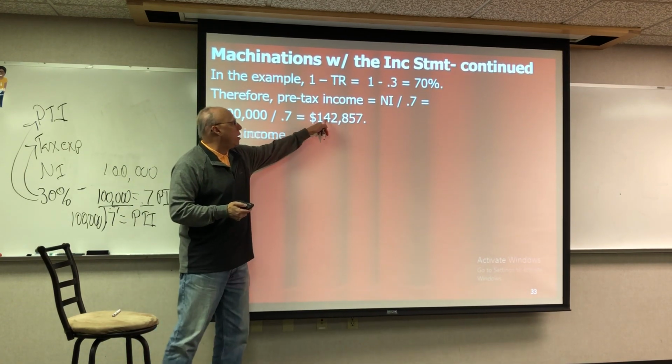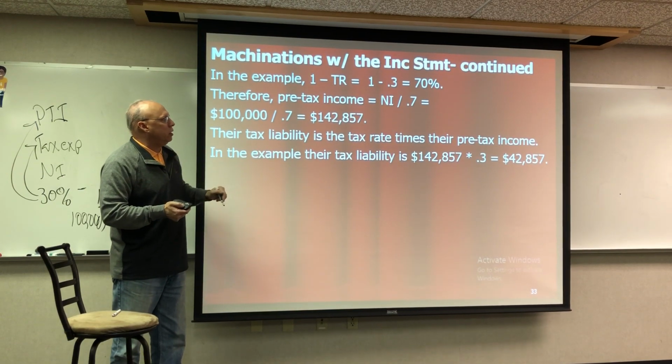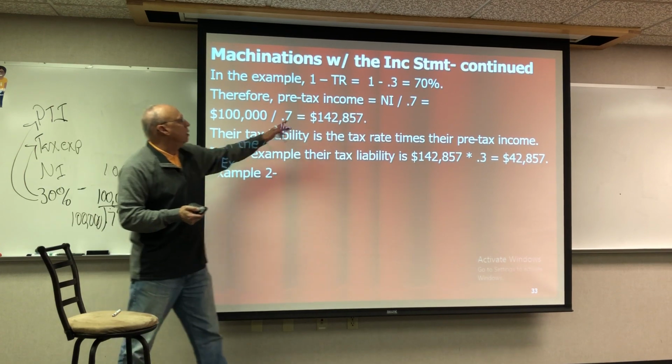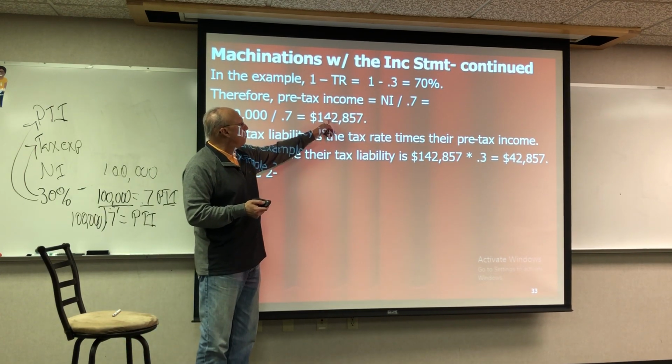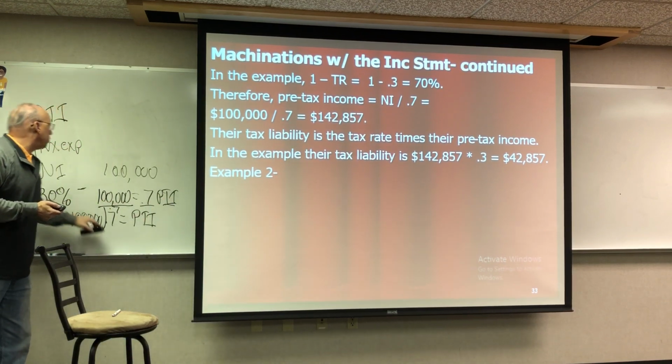Then we multiply our pre-tax income by our tax rate of 30%, and we get $42,857, and subtract the $42,857 from the $100,000, and you get our net income of $100,000.